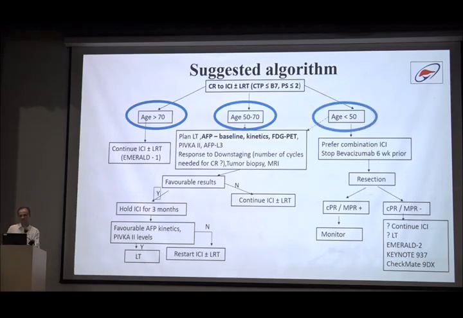Now, if the age is less than 50 years, because increasing age is a protective factor for risk, if age is less, then there is a risk of graft rejection. Then, preferably combination ICI therapy should have been used because it increases the chance of a major pathological response. If bevacizumab had been used, stop it 6 weeks prior to the surgery because it hampers wound healing and causes infections. After this, we can go ahead with resection.